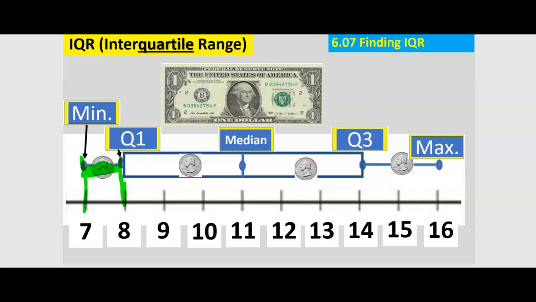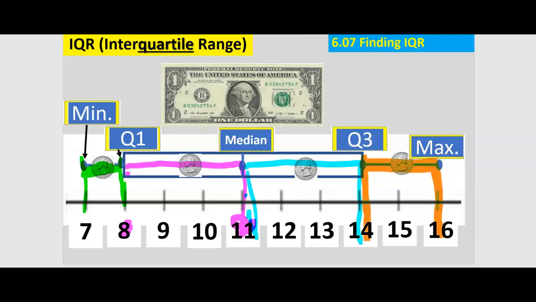Then we take the next quarter, between 8 and 11. We have another fourth, a quarter of the data right there. And let's go blue this time, from 11 to 14. That's how much of the data goes there. And then finally, let's go orange, and from 14 to 16, that's how much of the data is there.